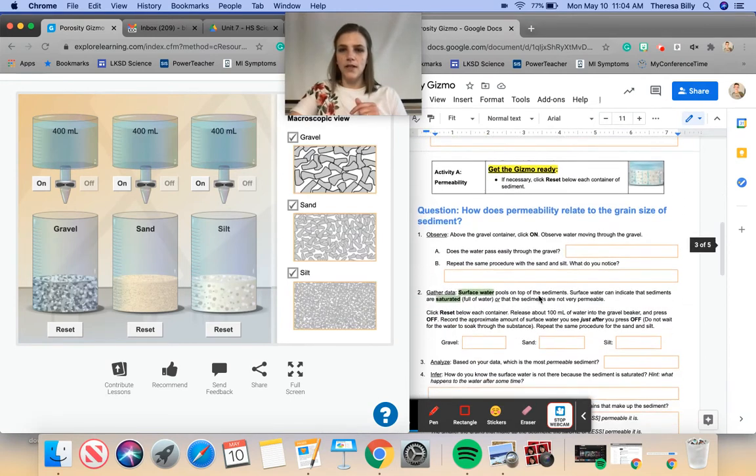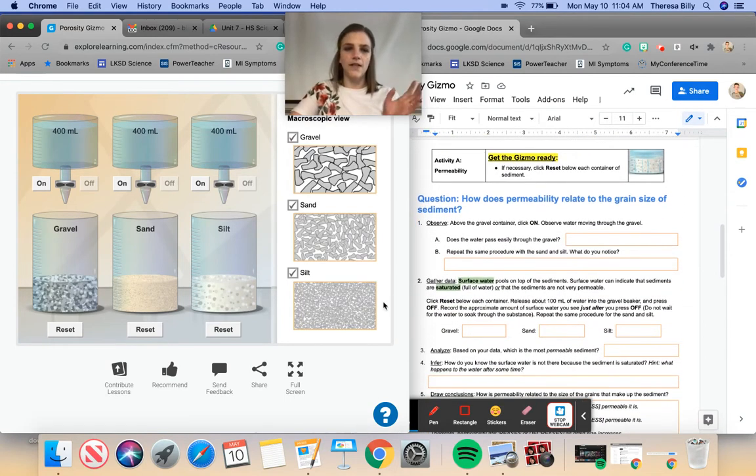But let's go into activity A that says get the gizmo ready. If necessary, hit reset. The big question we're answering with activity A is how does permeability relate to the grain size of the sediment? So number one, observe. Above the gravel container, click on and observe water moving through the gravel. The first question says, does the water pass easily through the gravel or not? Well, considering the water just immediately fills up where the gravel is at, the answer should be yes there.